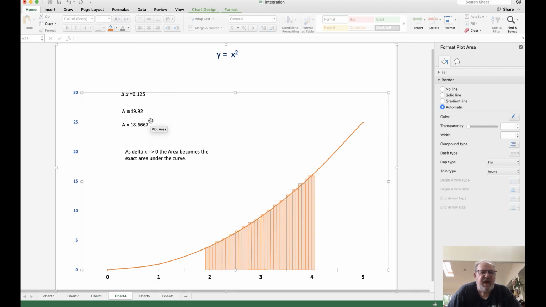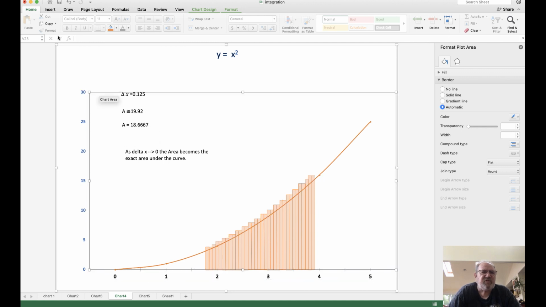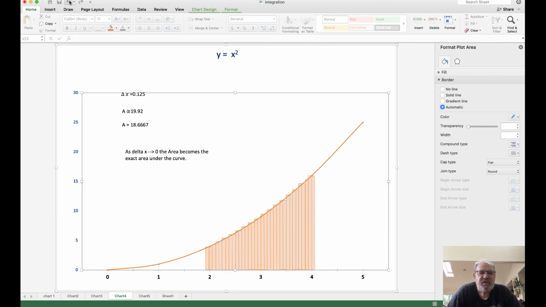In this case, I halved 0.25 again to 0.125, and our estimated area is 19.92, which is getting pretty close to 18.667, which is the true area. And the thing is, if we continue to, I made a mistake, I moved that. Darn. There we go.